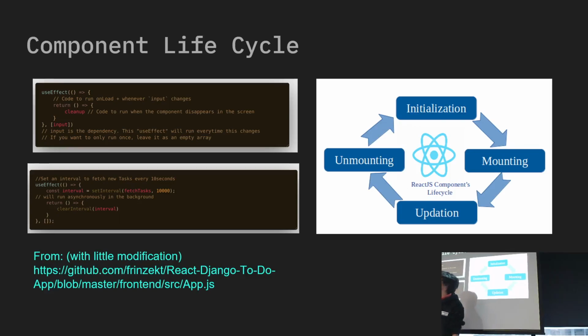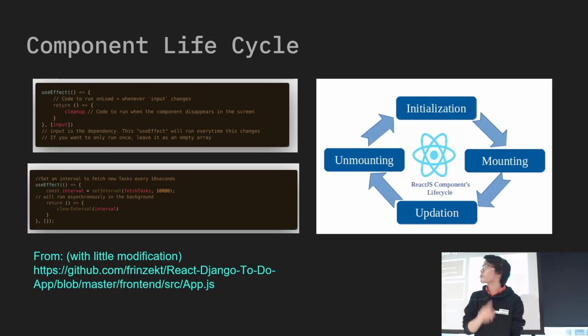Then what if I went to a different page that doesn't actually require this new information? Then I need to do what's called a cleanup. The reason why I need to do a cleanup is because I don't want to be sending HTTP requests to my server if I don't actually need the data. So if I move to a different page that doesn't require the to-do list, then I have to clean it up by clearing the interval.